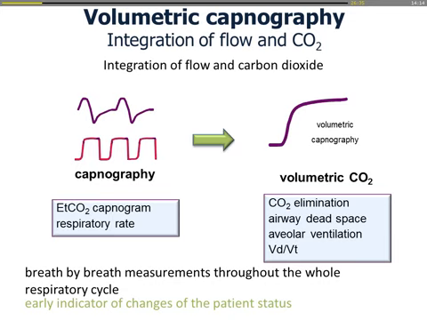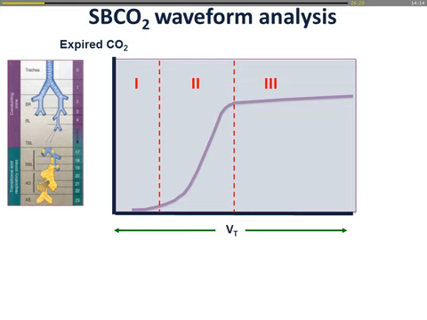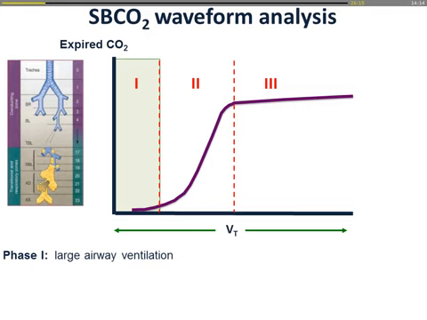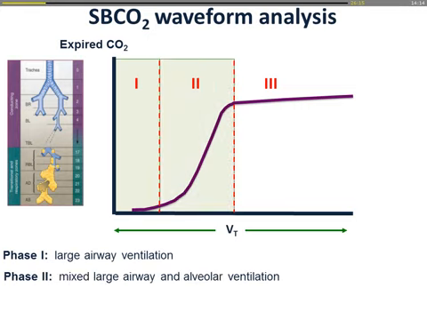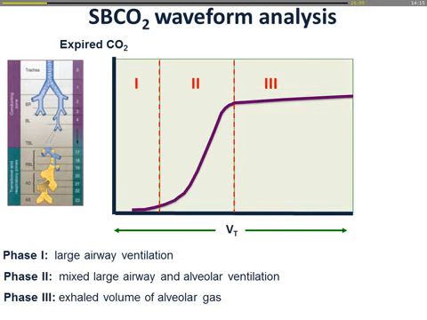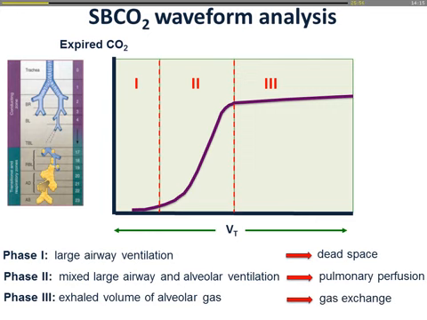And without going too much into details, volumetric capnography is one of the things where you are integrating flow and CO2 production. And finally, it gives you a typical waveform which would allow you to say, well, phase one corresponds to large airway ventilation. Phase two is mixed large airway and alveolar ventilation. And phase three is exhaled volume of alveolar gas. And this corresponds to dead space, this to pulmonary perfusion, and finally this to gas exchange.